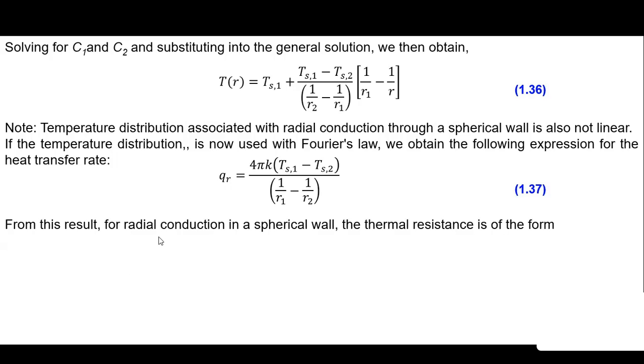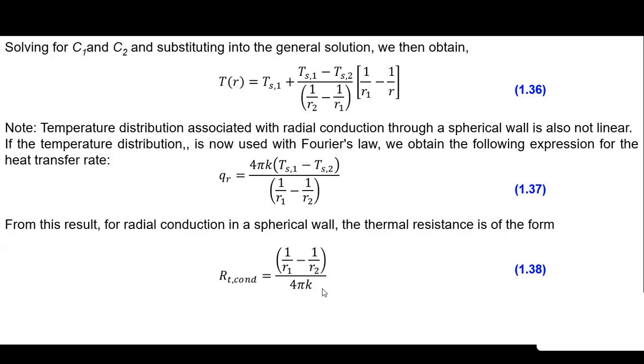From this result, once again, we can rearrange the terms in terms of delta T divided by Q, that is the thermal resistance, and we can write the thermal resistance in this fashion. So it is (1 upon R1 minus 1 upon R2) divided by 4 pi k. Or it can be simplified in this fashion: (R2 minus R1) divided by 4 pi k R1 R2. If you just multiply out this bracket, you will get that also. So this is the equation which is used for finding the thermal resistance for the hollow spherical system.